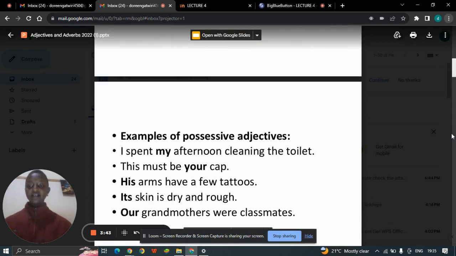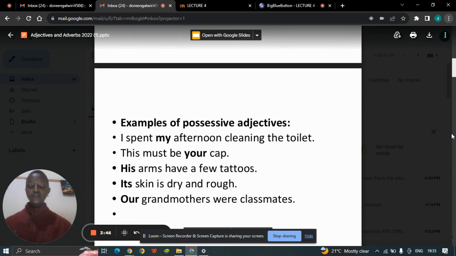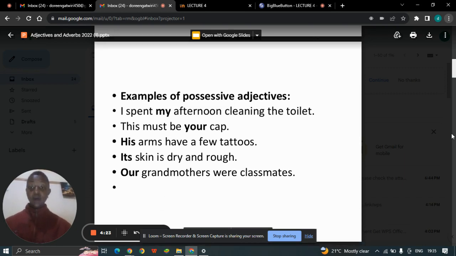Remember in lecture two, when dealing with pronouns, we talked about the possessive pronouns. For example, mine, his, hers, its, ours, etc. Example in a sentence: I spent my afternoon cleaning the toilet. So we have my. This must be your cup, so you have your. His arms have few tattoos, so you have his. Its skin is dry and rough. Our grandmothers were classmates, so we have our.